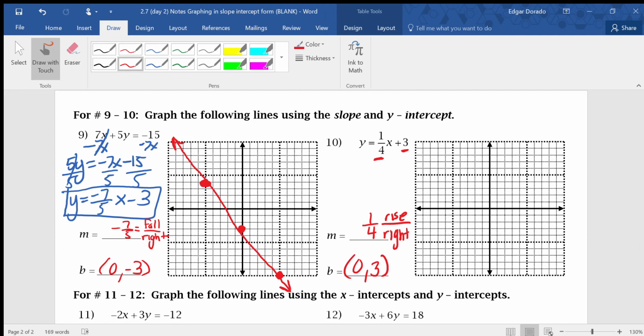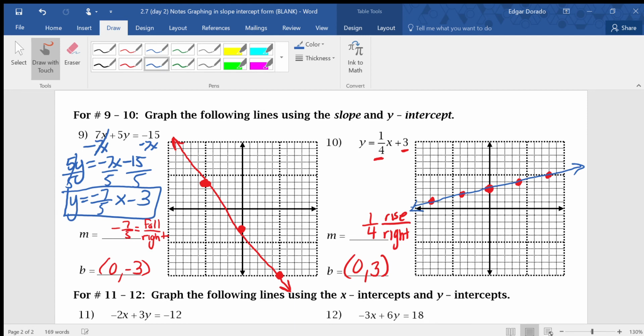So let's go ahead and graph our y-intercept first. Rise 1, right 4. Rise 1, right 4. Or we could do the exact opposite, which is go down 1, left 4. Okay? I'm going to take a different colored marker so you guys can actually see it.